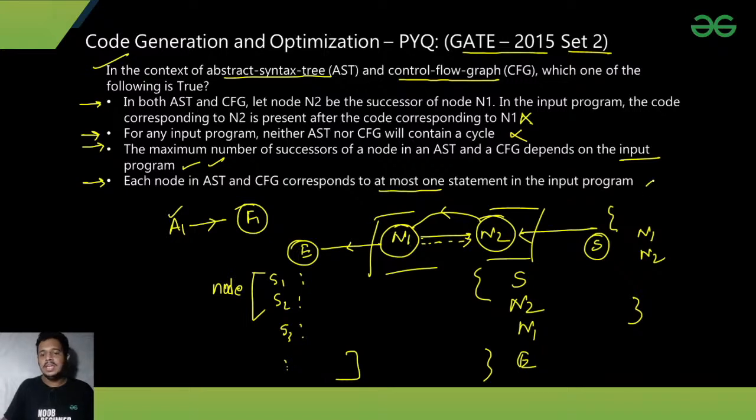Okay, so option D is also a wrong option. So the only correct option is going to be option C, and it is going to be our correct option, right? I hope that it is clear to you.